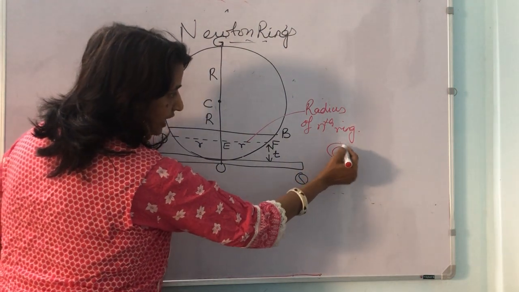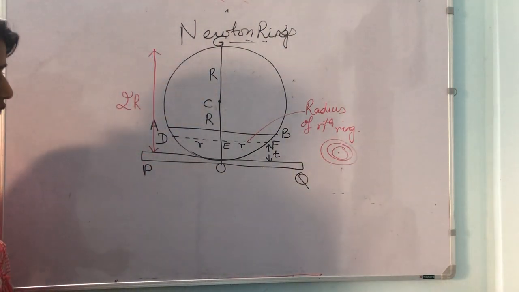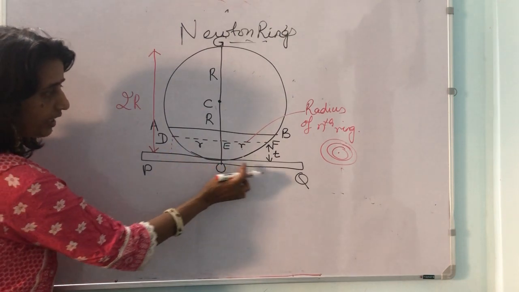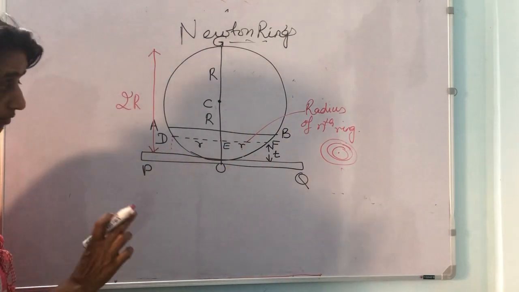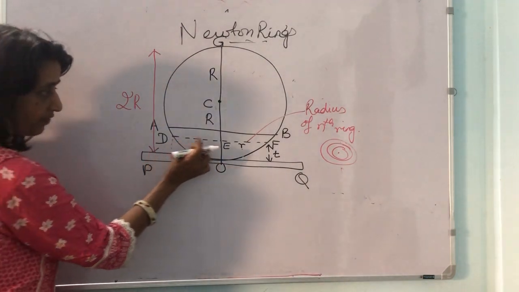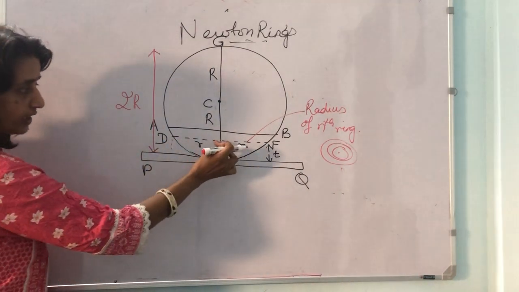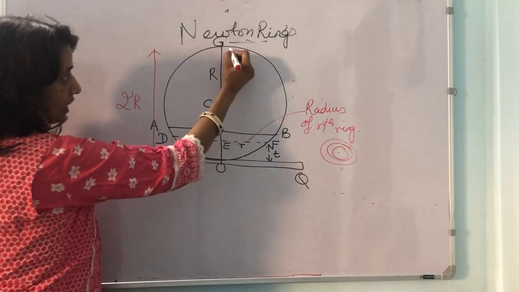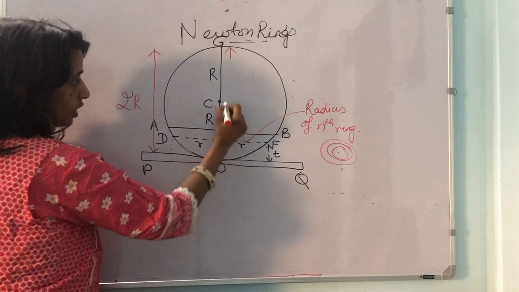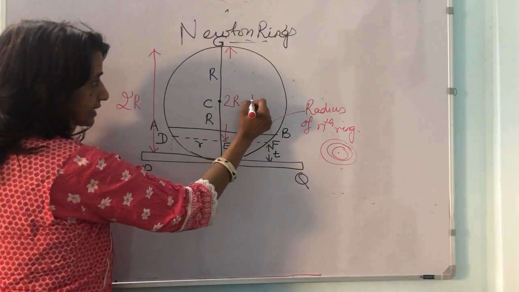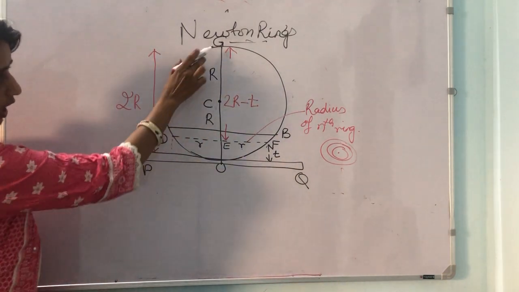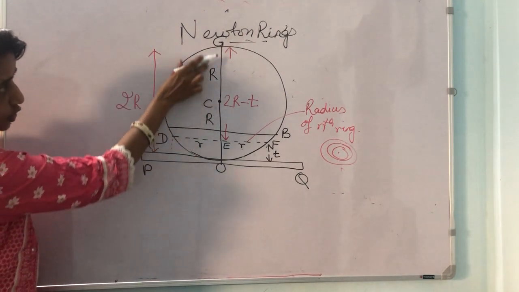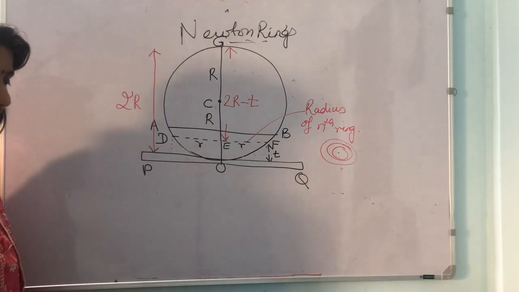Like in Newton rings, we get rings like this. Now, this distance OE and here, all three are T, the thickness of the thin wedge-shaped film, and we have taken one specific ring. So this remaining distance GE is equal to 2R minus T. 2R is the total, this is T, so this is 2R minus T.